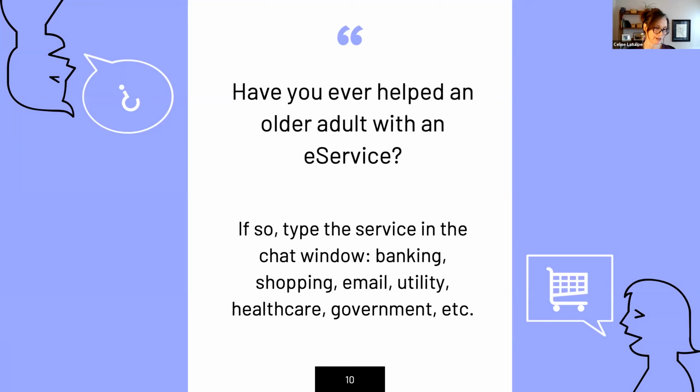Online banking, COVID testing, shopping, renewal of license, banking and shopping, e-bill payment. So yes, I think what we're seeing is there's a lot of people helping older adults with e-services. Thanks, that's fantastic. Yes, this happens a fair amount. Excellent. All of the above. Okay, right. Administrative things, banking, you name it.